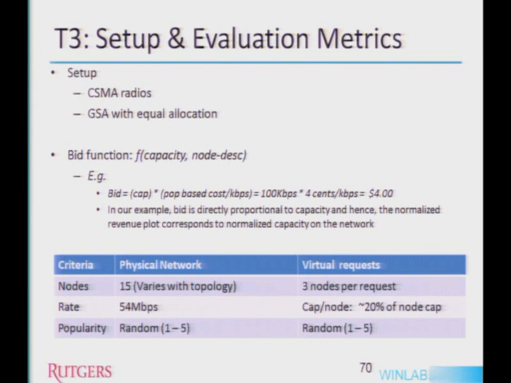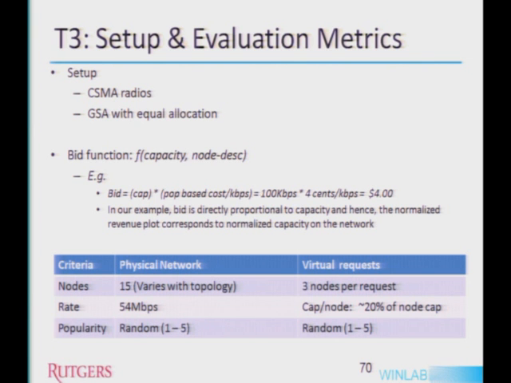I'm going to show some sample results. We have more results in the thesis. We assume that it is a CSMA radio network, and we are going to show a basic greedy strategy of selection and allocation, assuming there is equal physical capacity available at each of these points in the network.